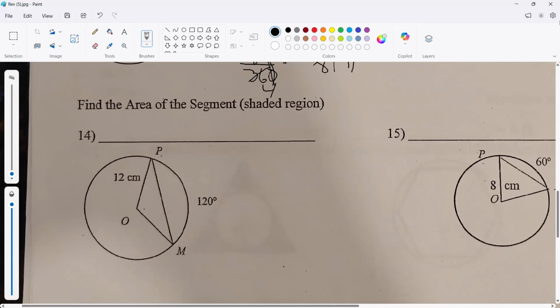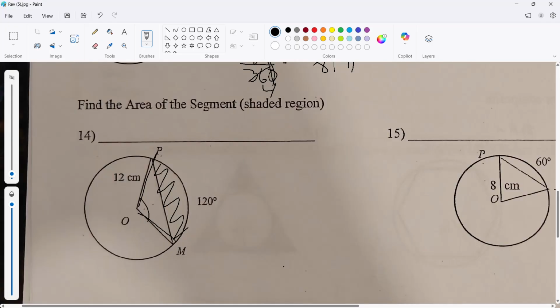Find the area of the segment, shaded region. I think it wants that. That's all I can think. There's no shading here. But anyway, I need to find the area of the sector, and then find the area of the triangle and subtract them. Well, how am I going to find that?